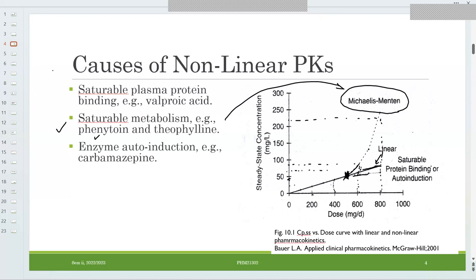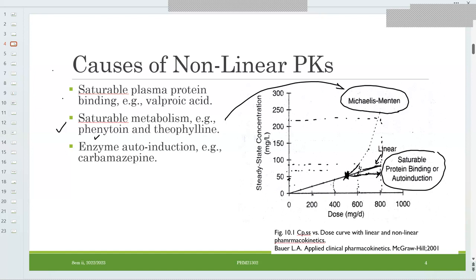Then there is saturable protein binding or autoinduction that may result in a downward trend. The slope will decrease, which means you get less than expected levels with the increase in the dose. If you double the dose, you may get only 1.5 times the concentration. You triple the dose, maybe you get only double the concentration.